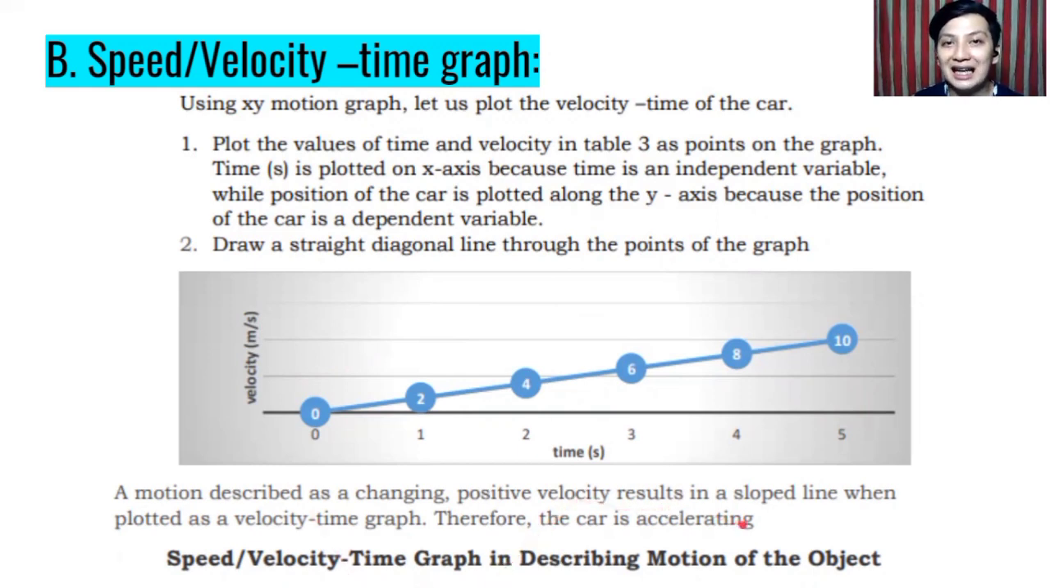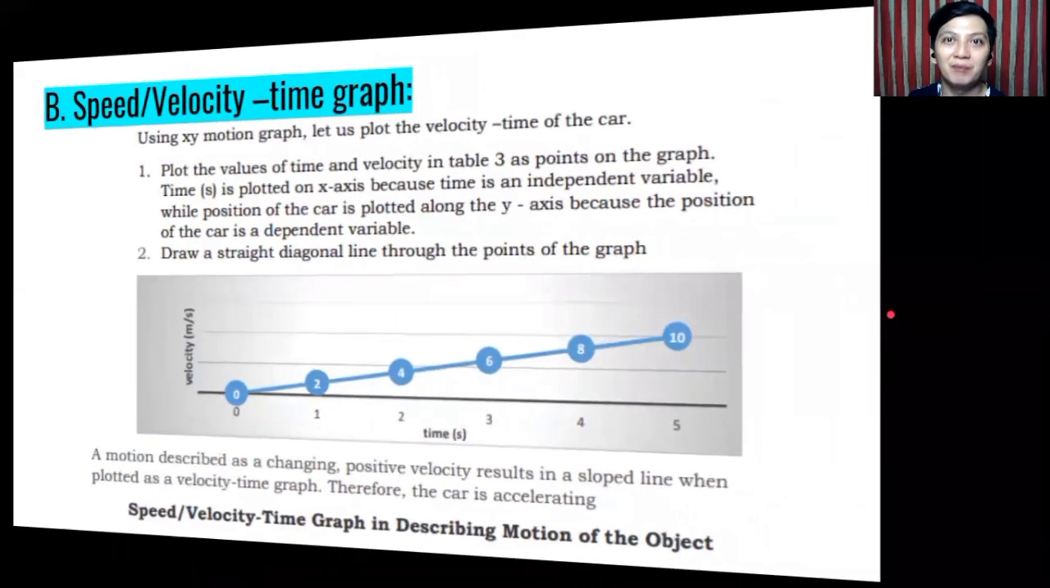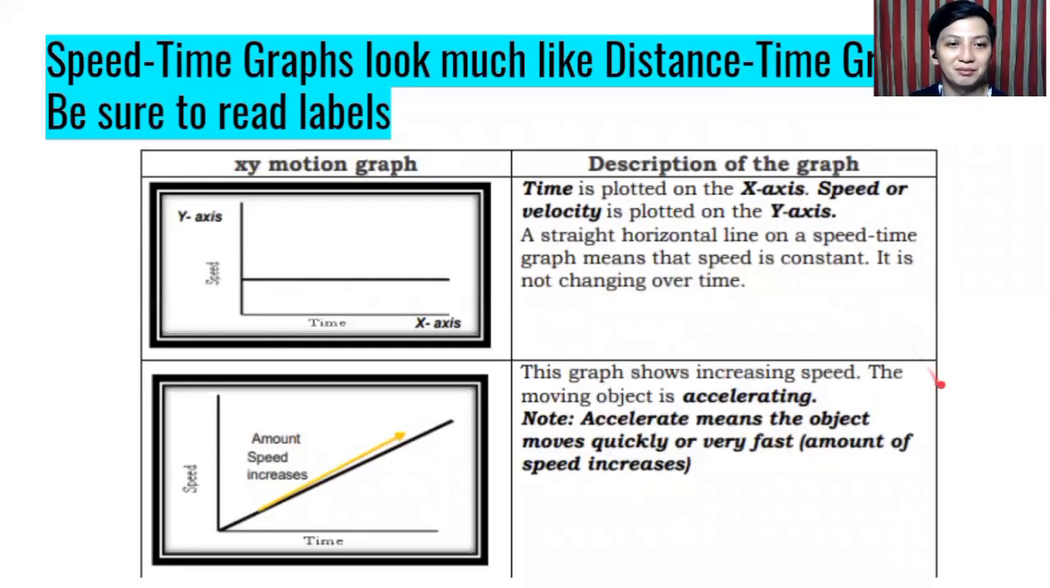Therefore, the car is accelerating, meaning to say, it changes its speed. Okay? It changes its speed positively. Bumilis. Nagkaintindihan? So, yun ang ibig sabihin ng ganitong itsurang velocity or speed time graph. It changed its velocity, meaning to say it changed its speed. So, as you can see, it accelerates.